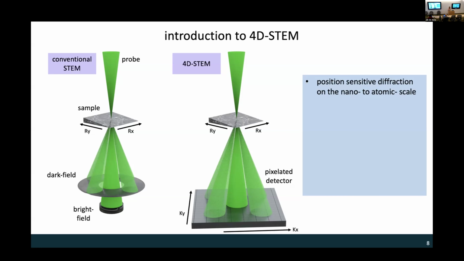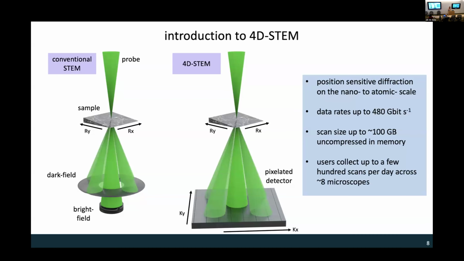To give you a sense about the amount of data I'm talking about, we have cameras that run very fast. So we're talking about 400 gigabits per second. Depending on the type of experiment, what you're looking at, these scans can be as big as about 100 gigabytes uncompressed in memory. So this means users are not actually processing their data on laptops. We're moving towards workstations, or people are processing the data here at NERSC. And depending on how you count, there are about 8 microscopes currently being installed at NCEM that can do these different types of experiments. Depending on the user, users can collect up to hundreds of scans per day.